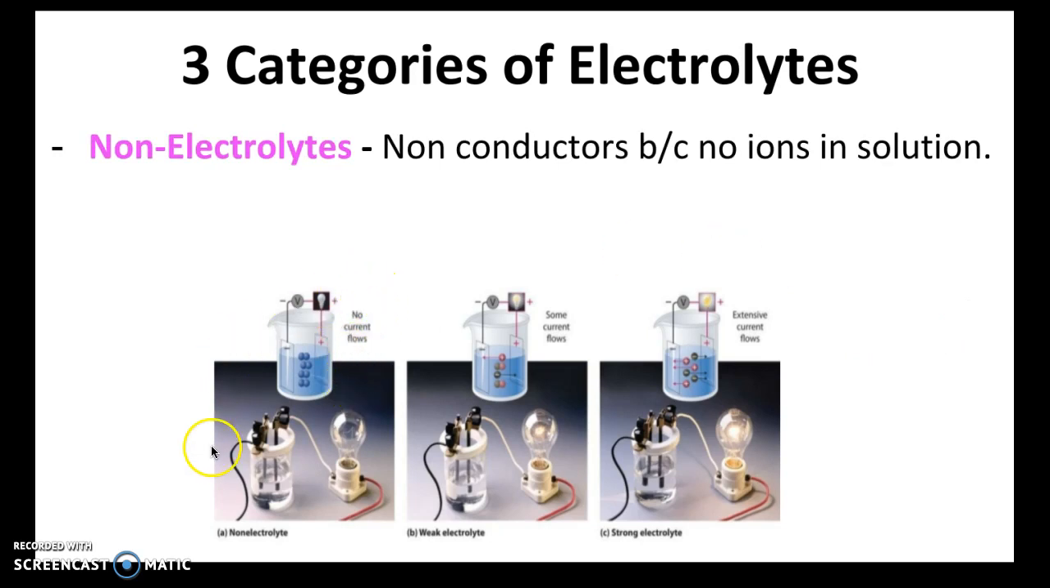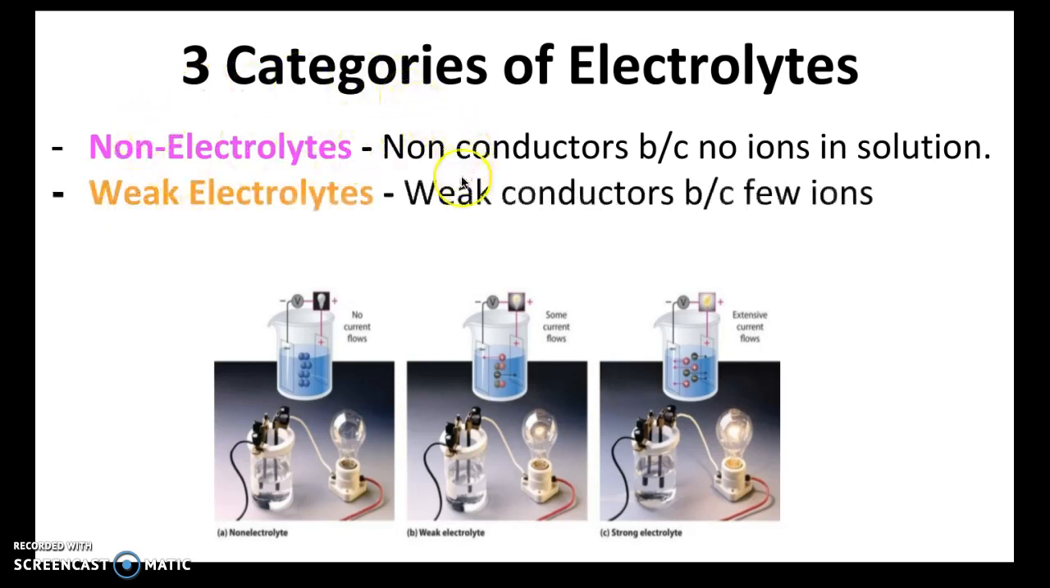Remember, you may have seen this sort of experiment before. You can hook up a light bulb to a circuit and put some probes into a solution. And if there are ions in the solution, then current will flow, and that will allow the light bulb to light up. But in this case, since it's a non-electrolyte, the light bulb does not light up. So non-electrolytes are non-conductors. And it's easy to remember because the descriptors match.